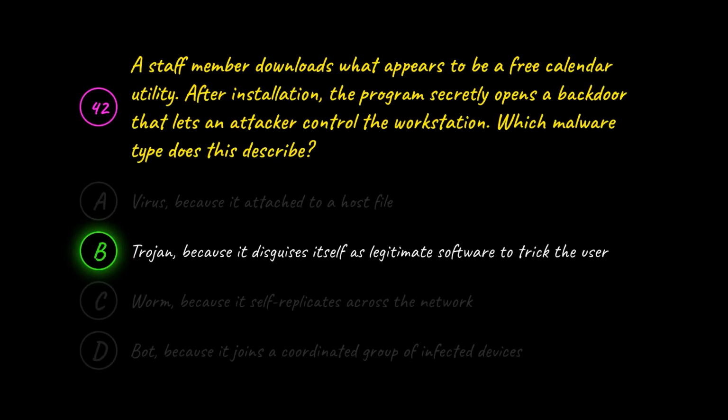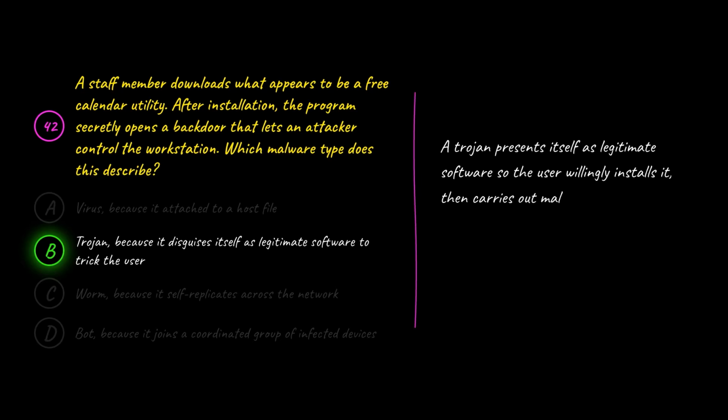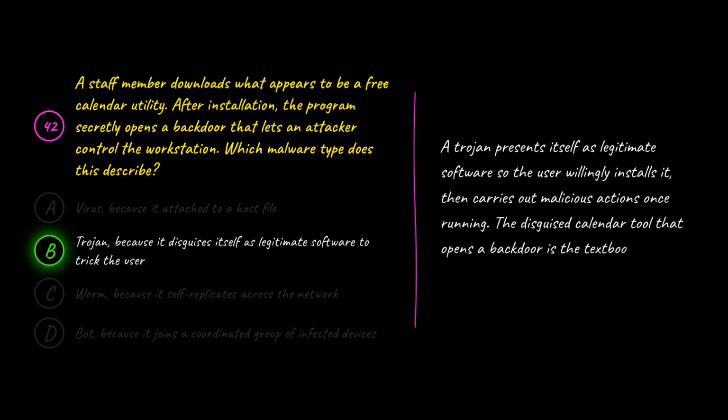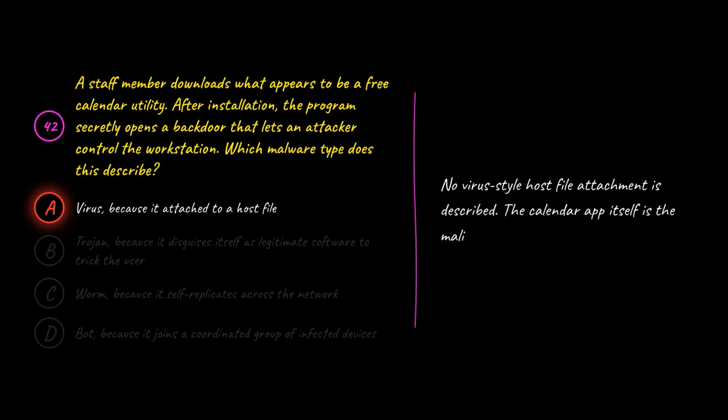The correct answer is B. Trojan because it disguises itself as legitimate software to trick the user. B is correct because a Trojan presents itself as legitimate software, so the user willingly installs it, then carries out malicious actions once running. The disguised calendar tool that opens a backdoor is the textbook Trojan pattern. A is wrong because no virus-style host file attachment is described. The calendar app itself is the malicious payload.